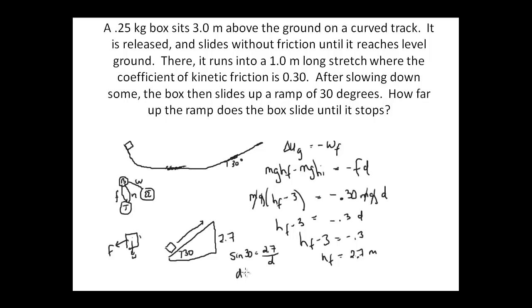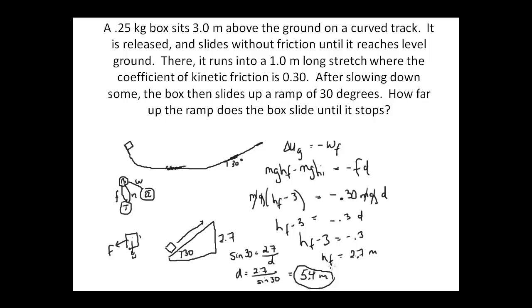And so the distance up the ramp is 2.7 divided by the sine of 30, and that works out to be 5.4 meters. So it's a long ramp. It has to be. If the ramp had been any shorter than 5.4 meters long, then obviously it would have just gone off the end.